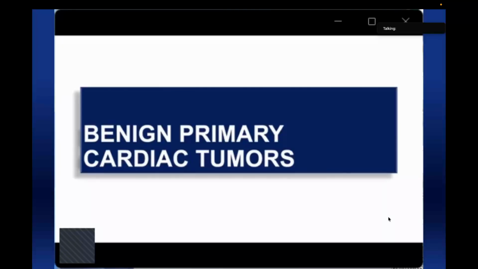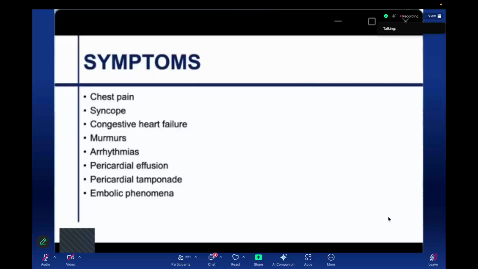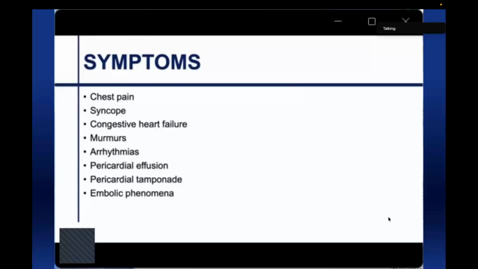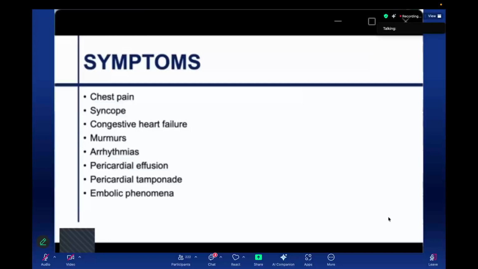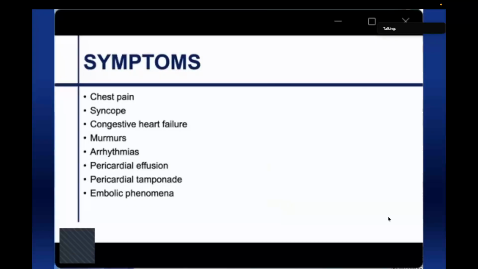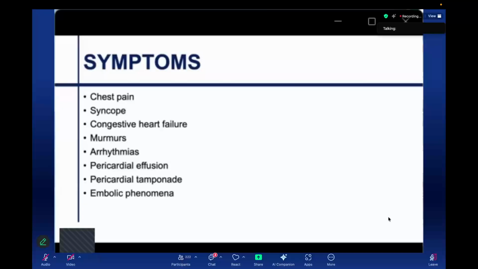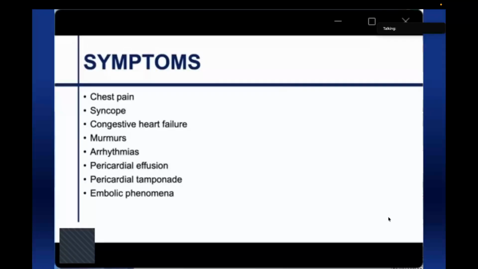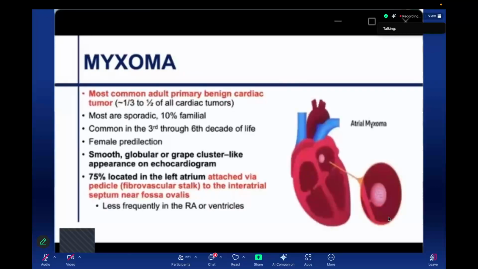Benign primary cardiac tumors, symptoms are very non-specific. As I mentioned earlier, sometimes they don't have any symptoms at all prior to the discovery of the disease. But if they have, these are the following symptoms that you can observe: chest pain, syncope, heart failure, murmurs, arrhythmias, presence of effusion, pericardial tamponade, and embolic phenomena.